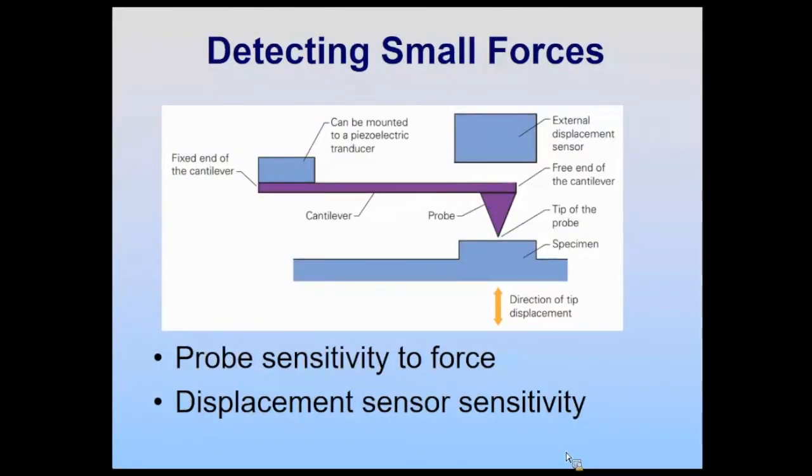Here's a typical setup. You have a cantilever with a probe on the end of it. The thing you're measuring is underneath that tip. And you have an external displacement sensor, which, as that cantilever bends due to interactions with the surface, the distance between it and the displacement sensor changes, and then you read that displacement and convert it to a measurement of force.